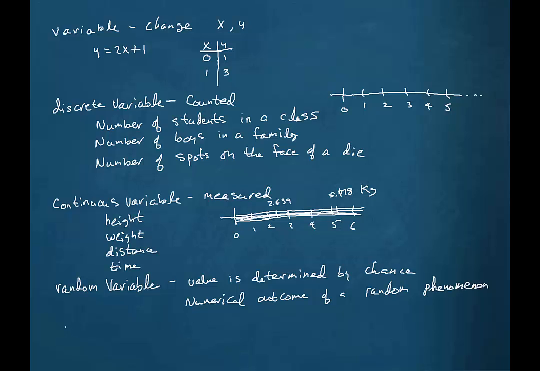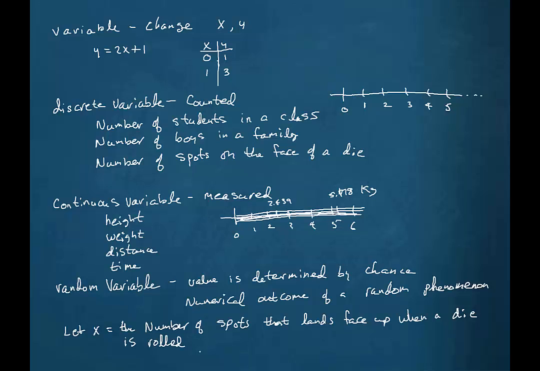So let's do this. Let's take a variable like x, and let x equal the number of spots that lands face up when a die is rolled. So we can see that this is a discrete variable and is a random variable. So it is a discrete random variable.